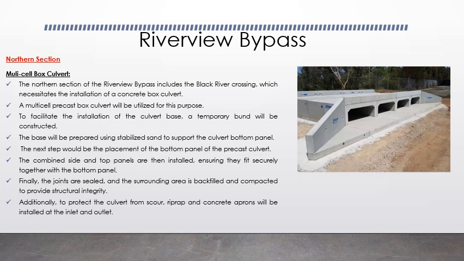The last step would be the scour protection. To protect the culvert from scour, riprap and a concrete apron will be installed at both the inlet and outlet. This will help prevent erosion and maintain the stability of the culvert.